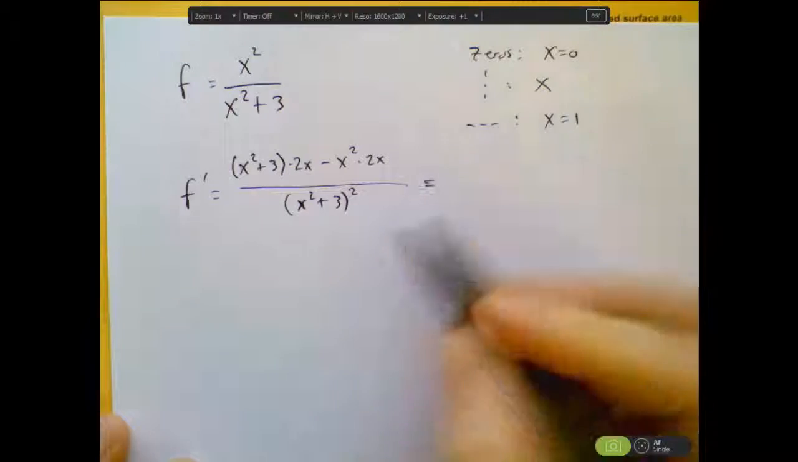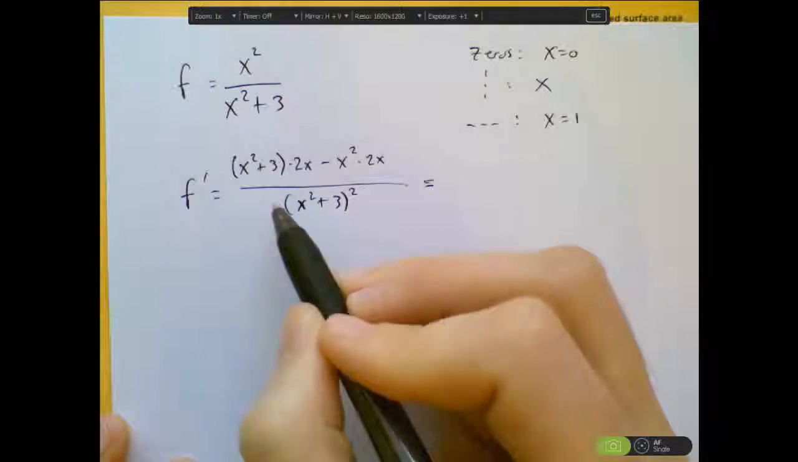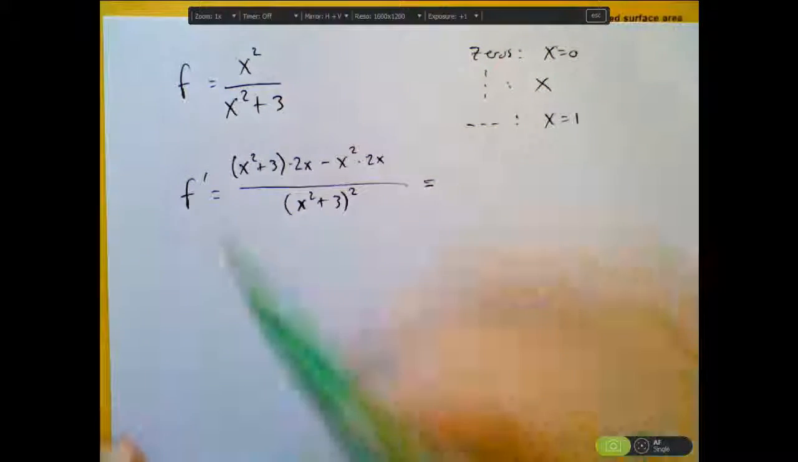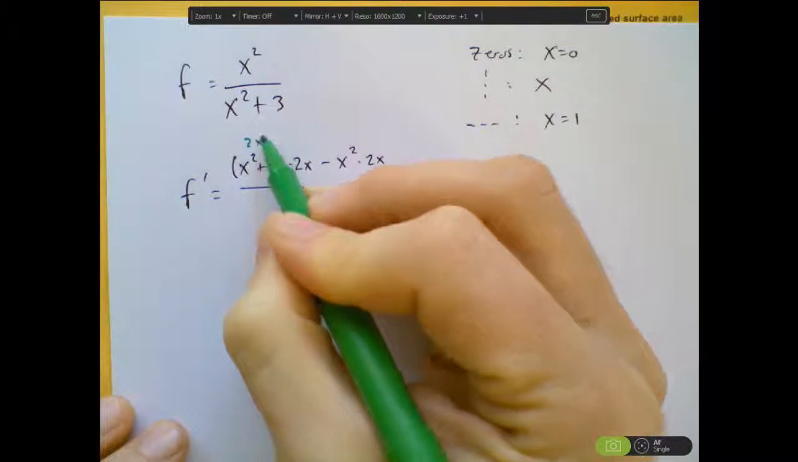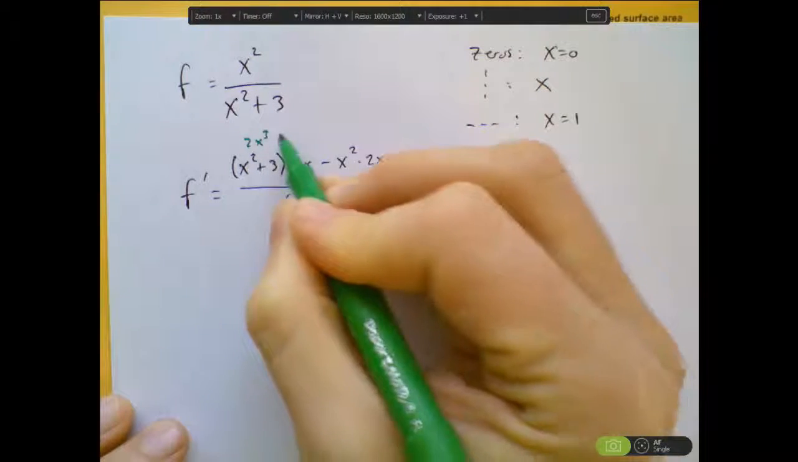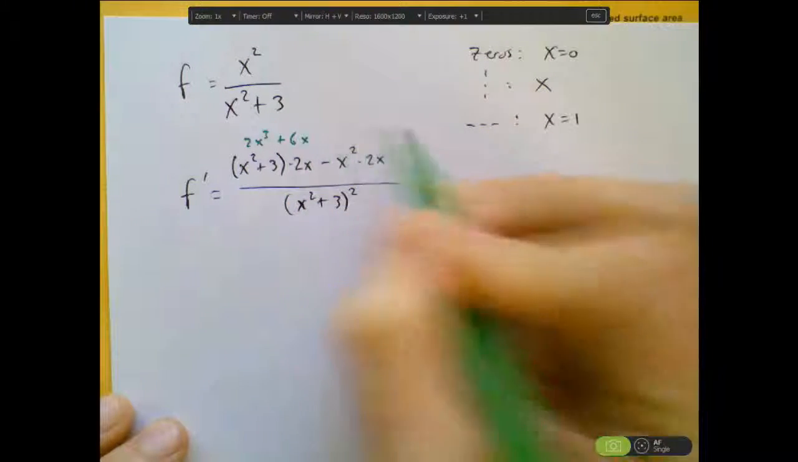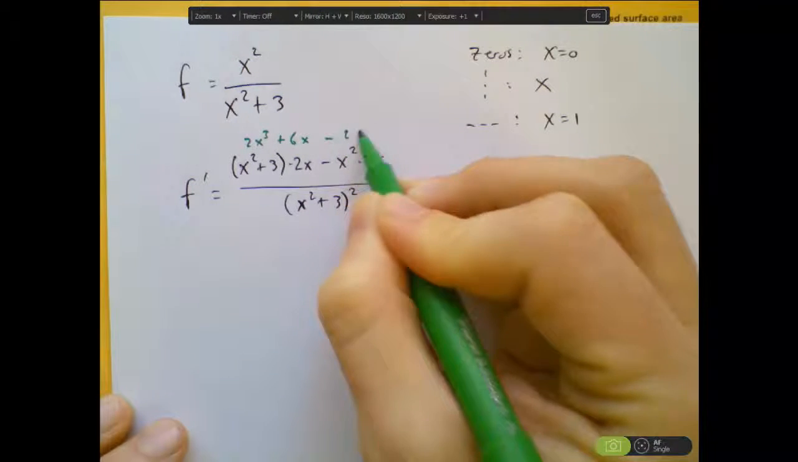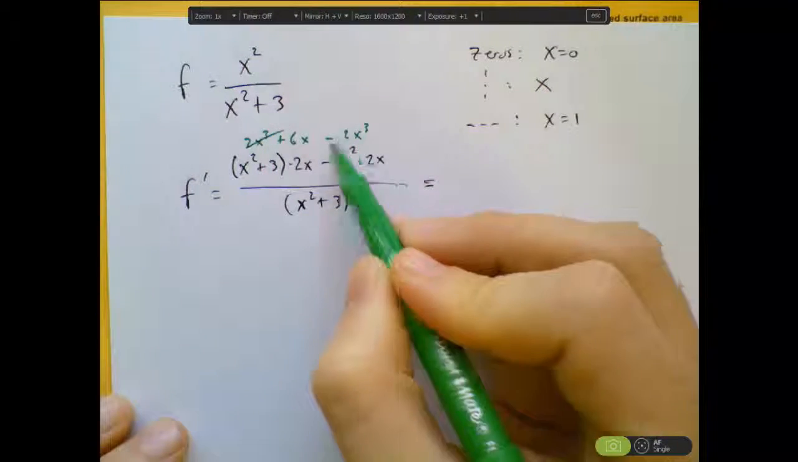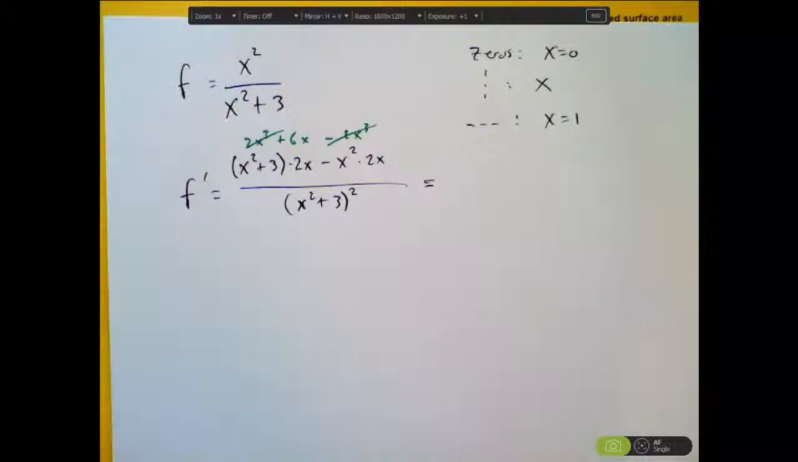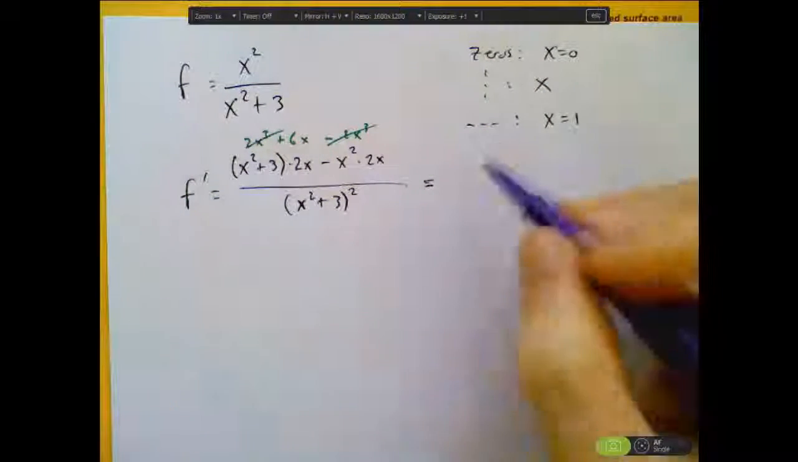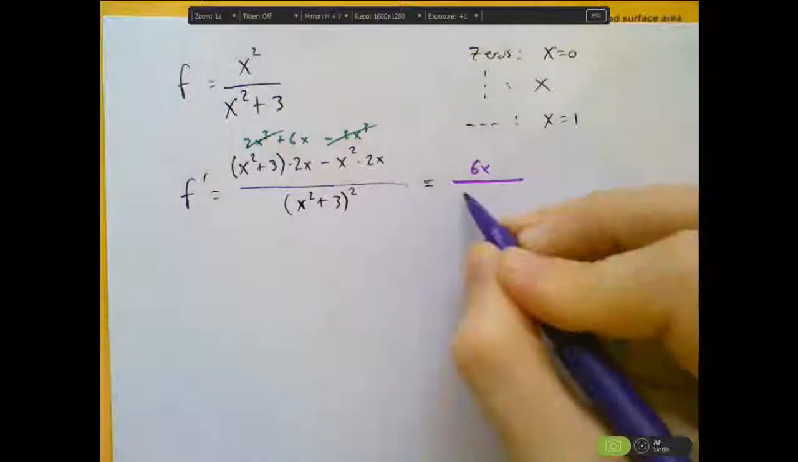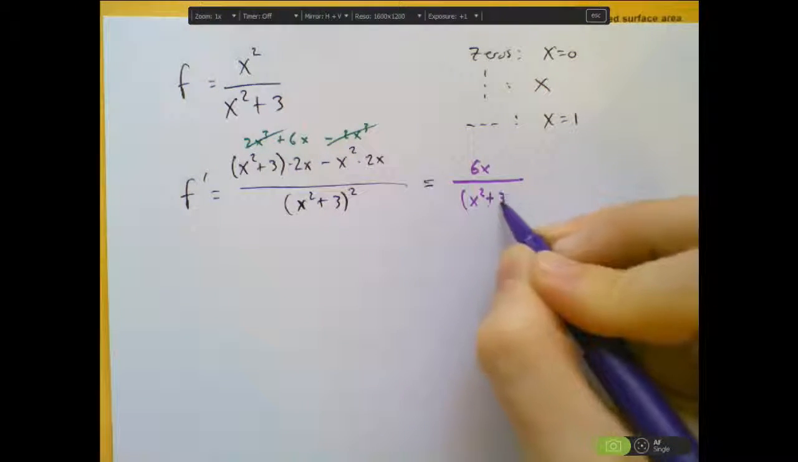All right, let's go ahead and simplify. So when I distribute, in green, I will get 2x cubed plus 6x. And this is minus, this is a 2x and an x squared, so 2x cubed. Therefore, these guys cancel. So my simplified function will be, okay, 6x over x squared plus 3 squared.